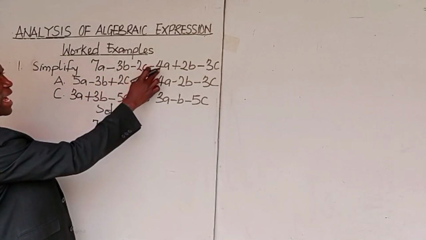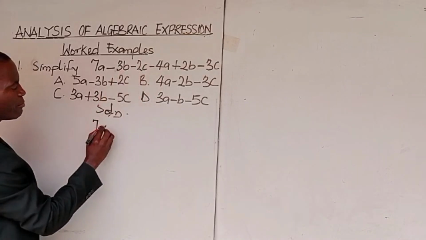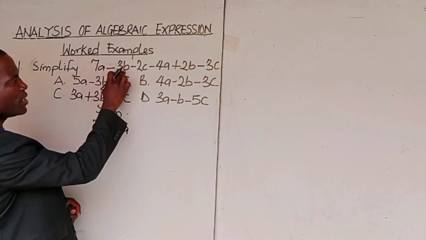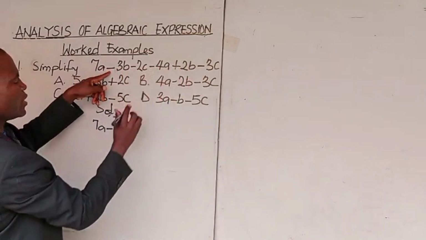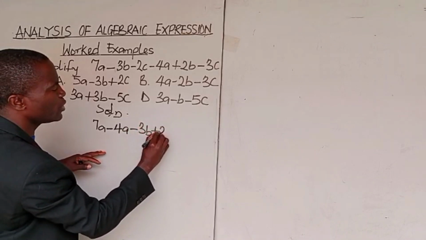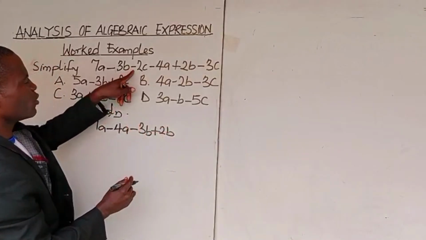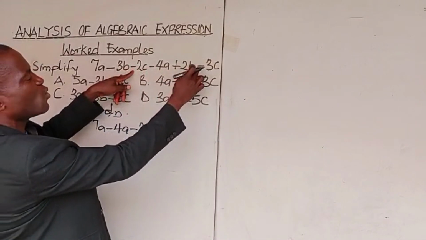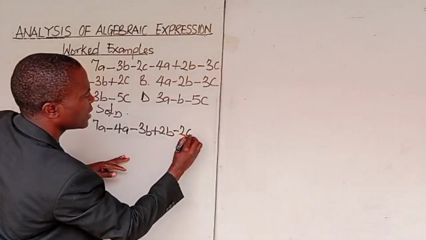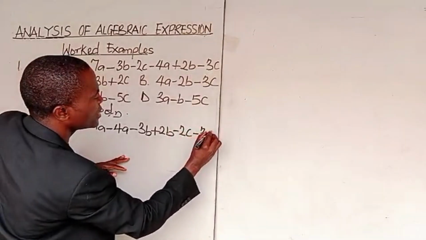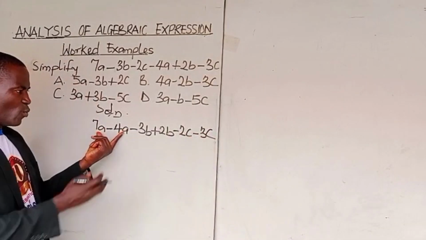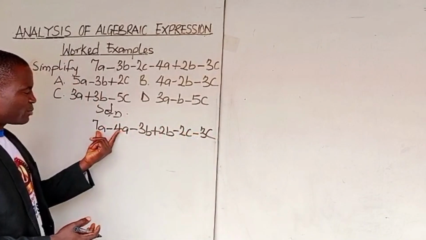This 7a is like with 4a, minus 4a. We'll bring it close. Then this minus 3b is like with plus 2b. Then we have minus 3b plus 2b. Then again, this minus 2c is like with minus 3c. We have minus 2c like with minus 3c. Then we are going to now say, we'll simplify this one together.